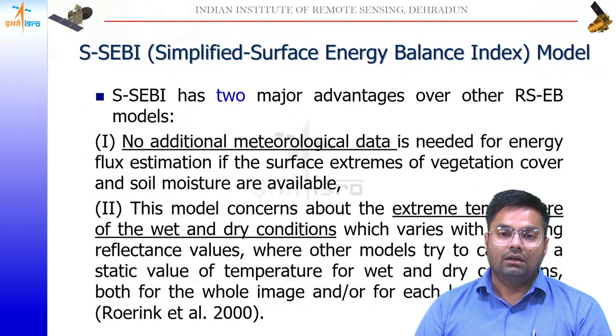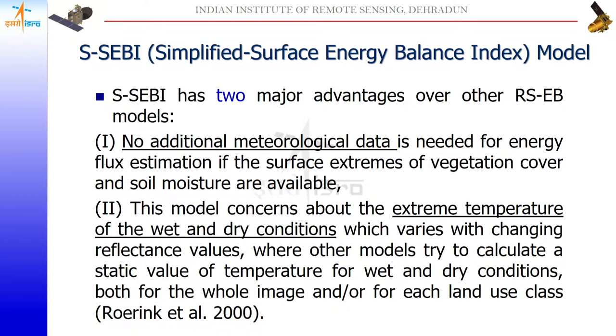So as a case study of a scatter plot based method, the model name is SSEBI, which is widely used and also well accepted because of its advantages over other methods. So what is the SSEBI method? It is a simplified surface energy balance index model, and it has two major advantages. What are the two major advantages? One is that it does not require any additional meteorological data sets. For computation of ET using this model, you do not need temperature, humidity, or net radiation. You require only a bare minimum data set like air temperature, and it is sufficient for the computation.